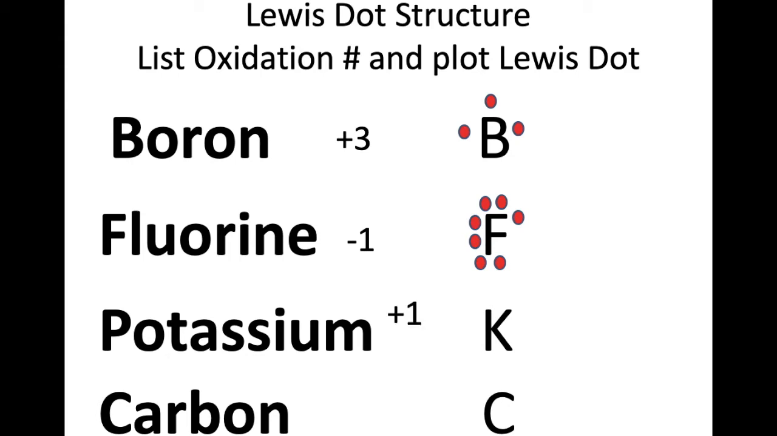Moving to potassium, our oxidation number there is +1. For potassium, it only has 1 valence electron, and so we can place it anywhere around the element symbol of K. Carbon could have an oxidation number of either +4 or -4, and it has 4 valence electrons, which we will evenly distribute around the element symbol.